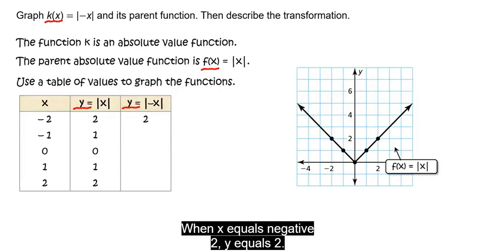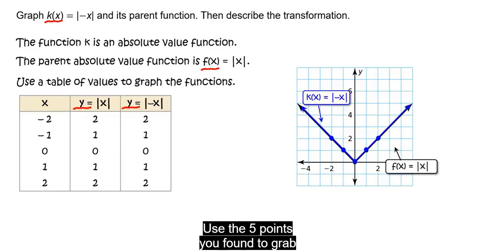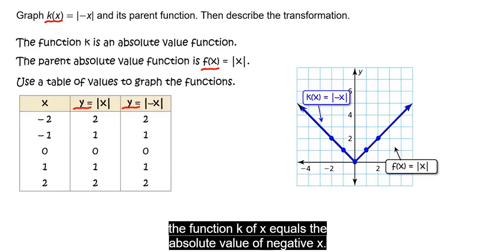When x equals -2, y equals 2. When x equals -1, y equals 1. When x equals 0, y equals 0. When x equals 1, y equals 1. When x equals 2, y equals 2. Use the 5 points you found to graph the function k of x equals the absolute value of negative x.